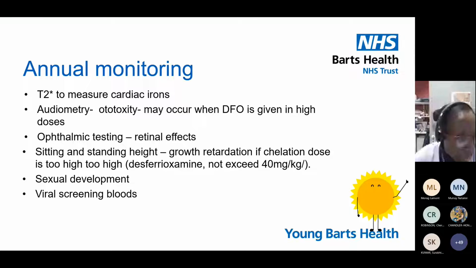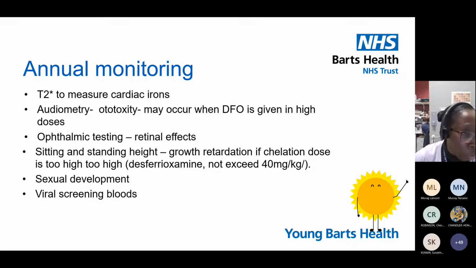So really, we said not to exceed 50. I know some places I've seen them given 50, but we really tried to aim around the 40 milligram mark. And also we do all the endocrine testing for the sexual development and for the viral screening in blood, which I think you would do for most people who are on a regular blood transfusion program. So these were the annual monitoring that we would do every year.